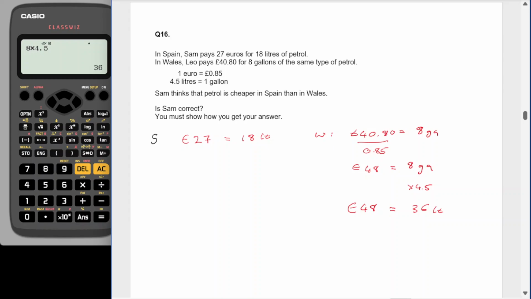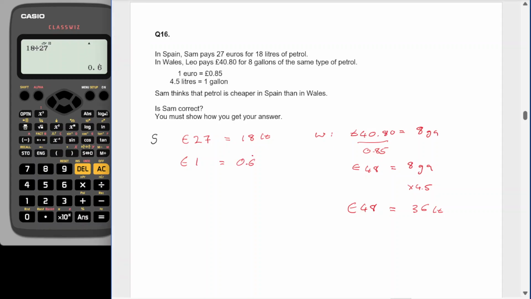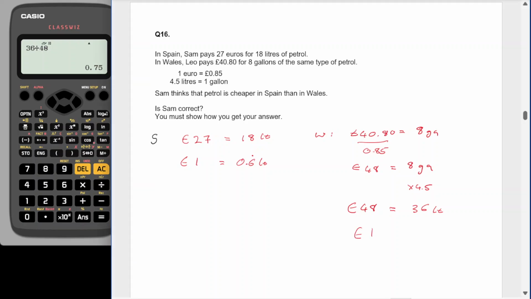Right, now I've got them in the same format. They're both in euros and litres. I'm going to work out the litres per euro. For 1 euro in Spain, I would get 18 divided by 27, so 0.6 recurring litres. And then in Wales, I would get 36 divided by 48, which is 0.75. So 1 euro would get me 0.75 litres. Now I've got them in the same format and a unit price for each, I can say which one is cheaper.